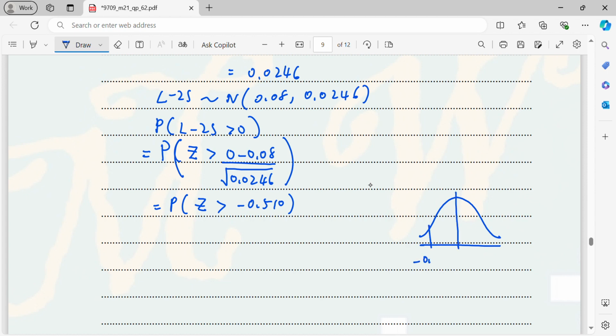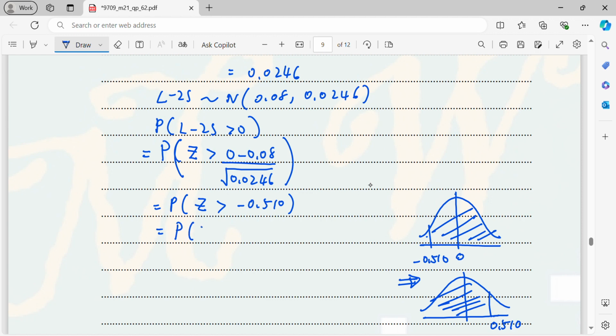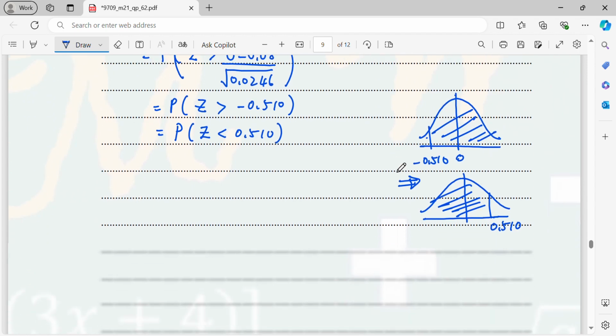Here is negative 0.510, greater than. Alright, then to get this probability, I need to reflect because your Z value is negative. So once I reflect it in the line of 0, the value becomes positive 0.510, and then the region will be the major region. Okay, so when I reflect, I will get this, which means the probability of Z more than negative 0.510 is basically the same as the probability of Z less than 0.510 when you refer to the graph.